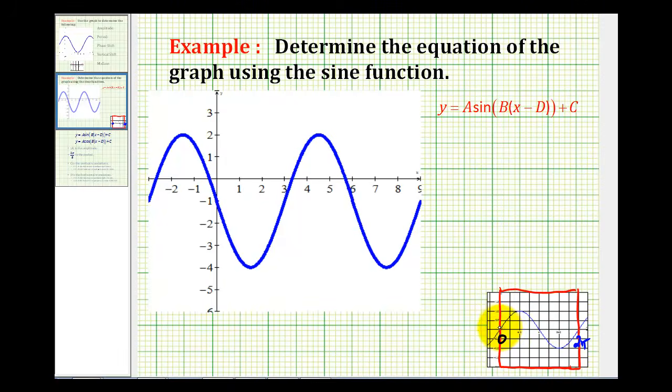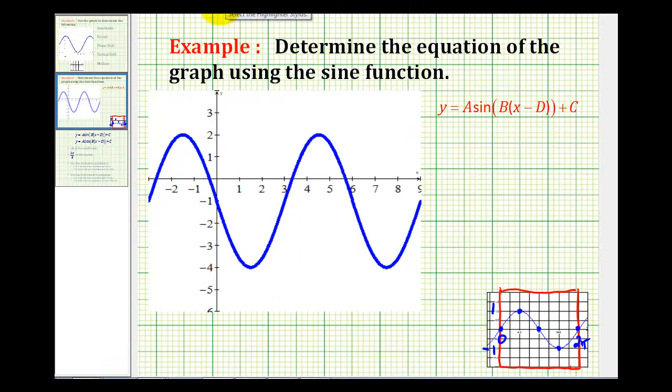The function starts at the midline, goes up to a maximum, down to the midline, down to a minimum, and back up to the midline. The maximum is +1 and the minimum is -1. We use these features to help us determine the transformation that occurs on the graph that's given.